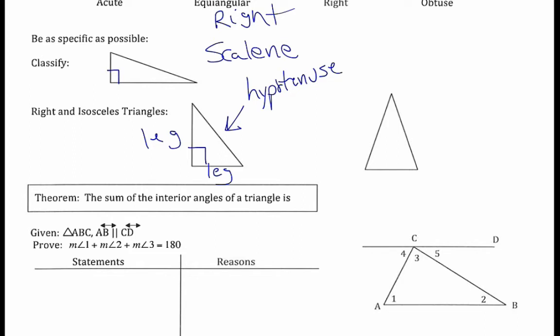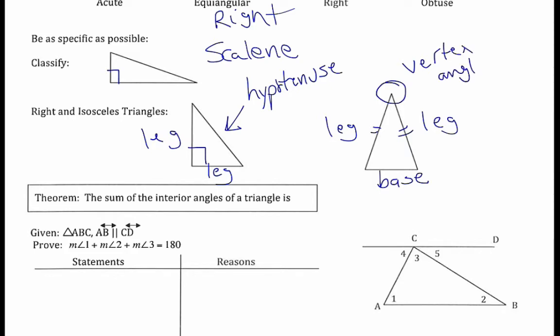On an isosceles triangle, the two sides that are the same also get called the legs of the isosceles triangle. The side that is different is always referred to as the base, and the angle that is connecting the two legs is always called the vertex angle. I want you to know those terms because you might see a problem where it refers to the vertex angle or the base, and you need to know what those are.